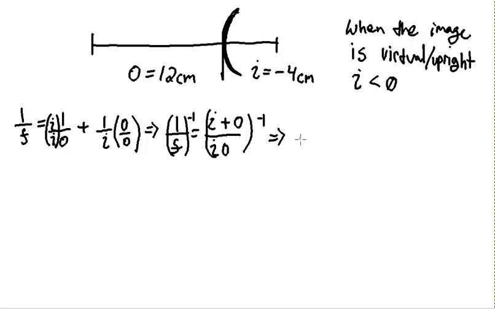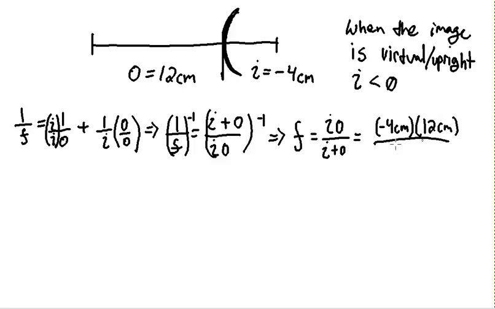And you find that the focal length is going to be equal to I times O divided by I plus O. So we're ready to plug our numbers in. I is -4 centimeters. We know that it's a negative number, not because it was given to us in the problem, but because we were told we have a virtual upright image. The object's distance is 12 centimeters. And the summation, so -4 centimeters plus 12 centimeters.